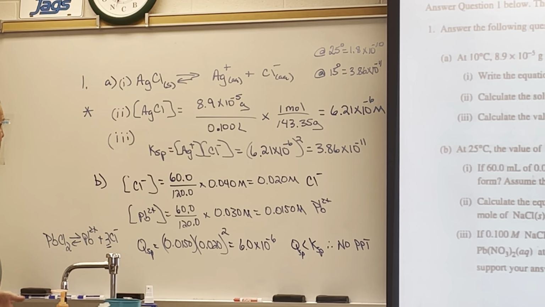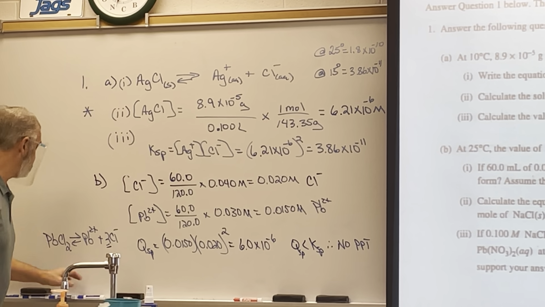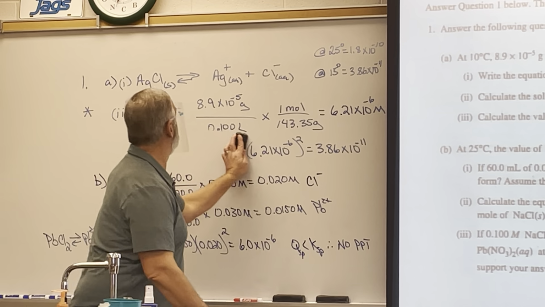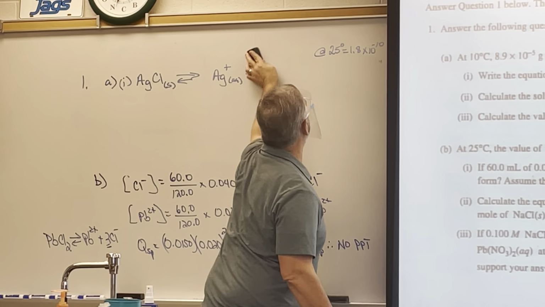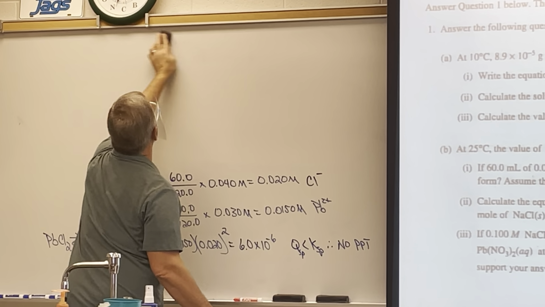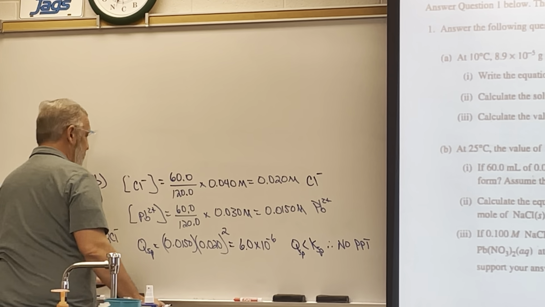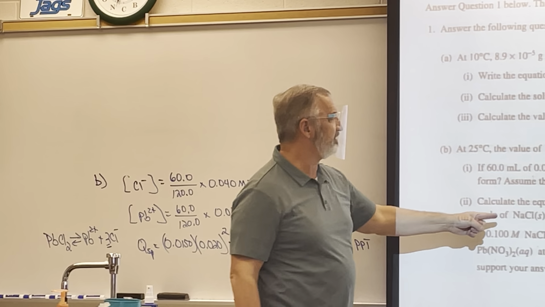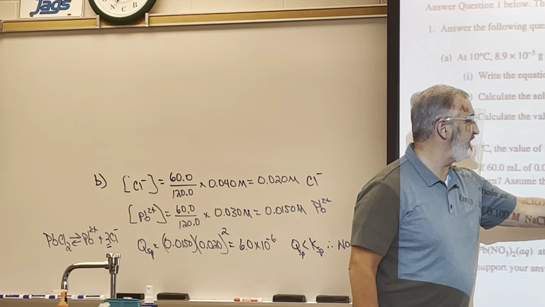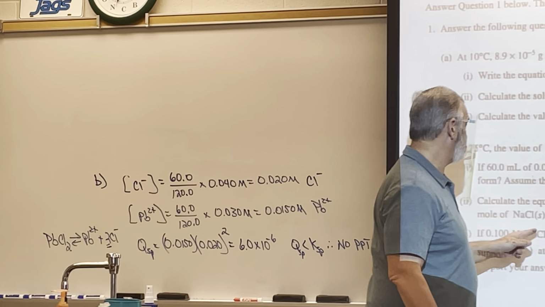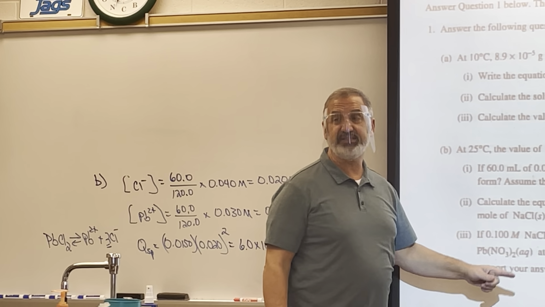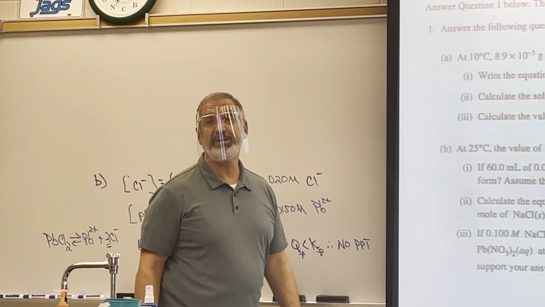Now, okay, I'm going to just erase this top part. It doesn't relate at all. So now it says, calculate the equilibrium value of lead in 1 liter of saturated lead chloride to which 0.25 moles of NaCl is added. So what type of problem is this?